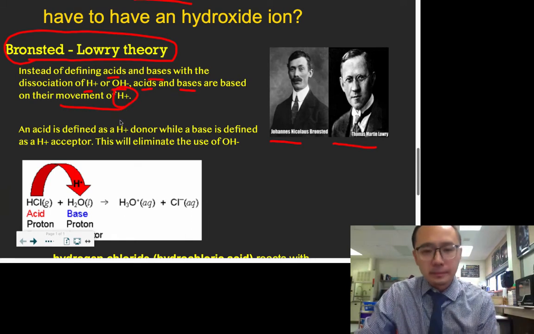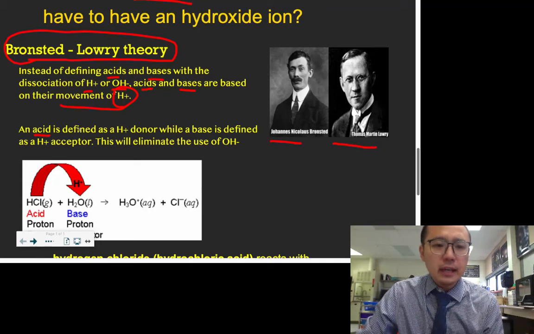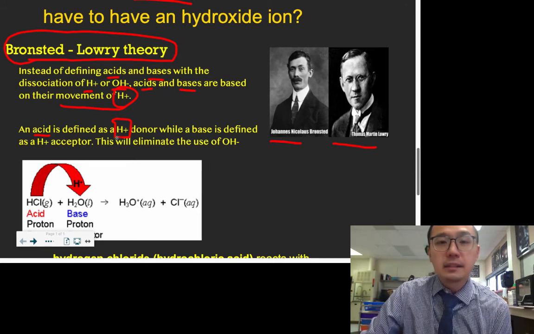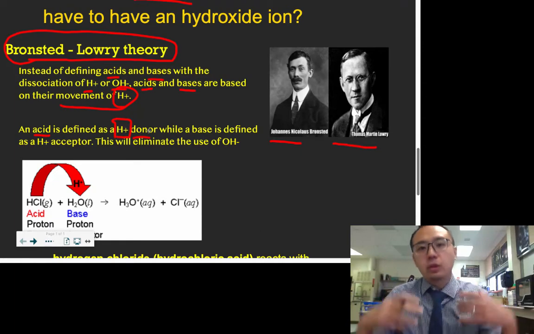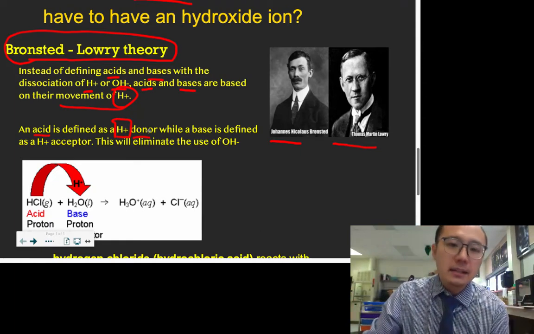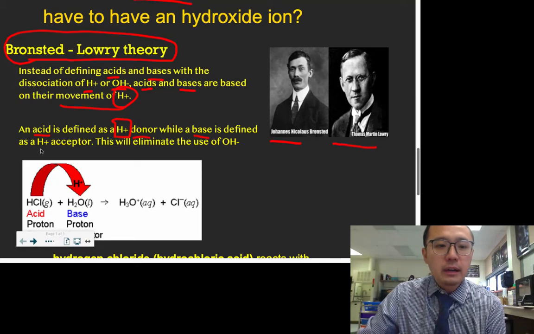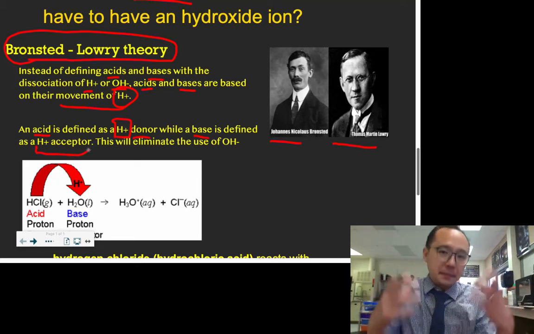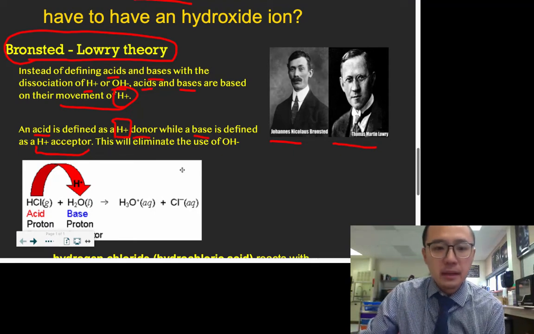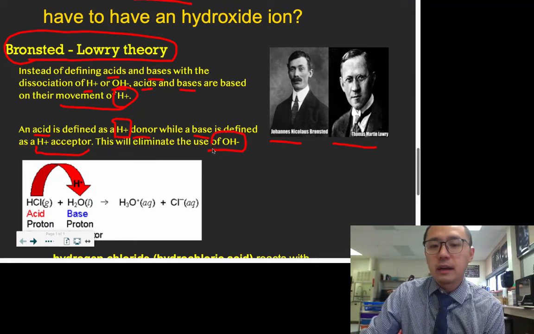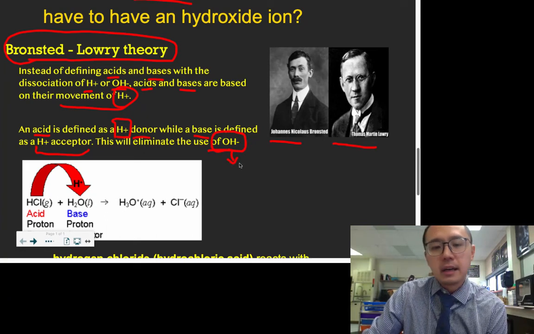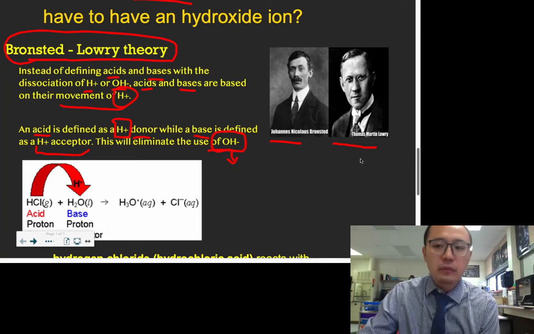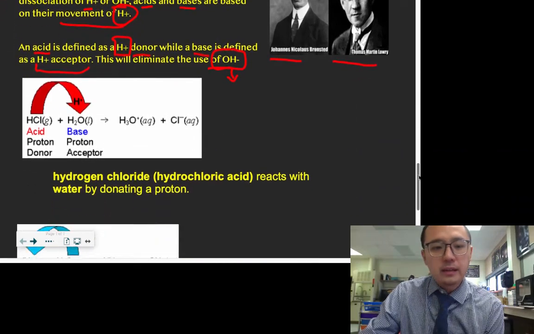In other words, instead of looking at dissociating this H plus, an acid is defined as a proton donor. So any compound that donates an H plus is an acid, and a base is where it takes in this H plus. So anything that accepts an H plus is a base. This will eliminate the use of hydroxide ions, though we'll still see the hydroxide ion come back because it is dissociated from the water.